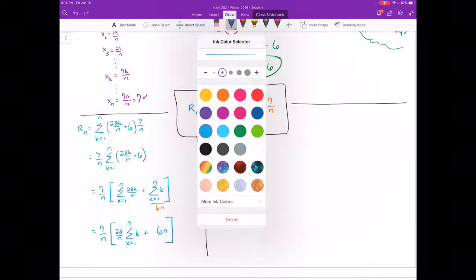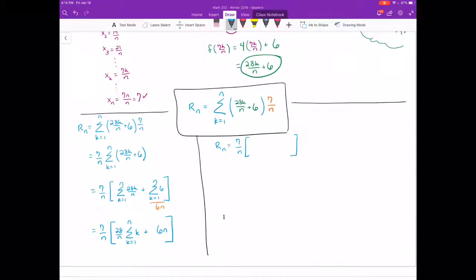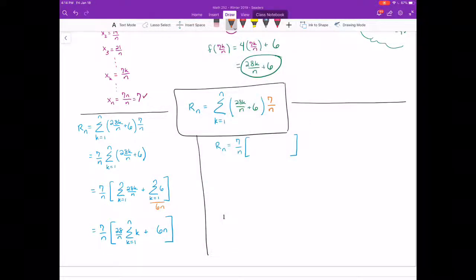We'll start a new column. So r sub n is 7 over n. And now I have this 28 over n times k, well, the sum of k from 1 to n. And I remember my formula that's at the top. It tells me if I add up k from 1 to n, that's the same as n times n plus 1 over 2. So I get 28 over n times n plus 1 over 2. I still have my plus 6n.